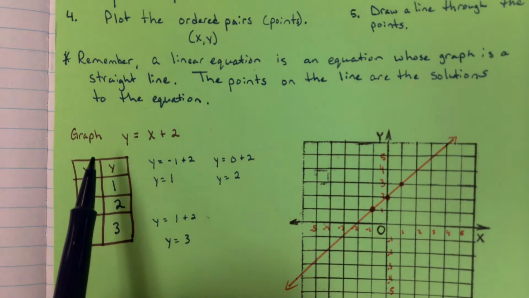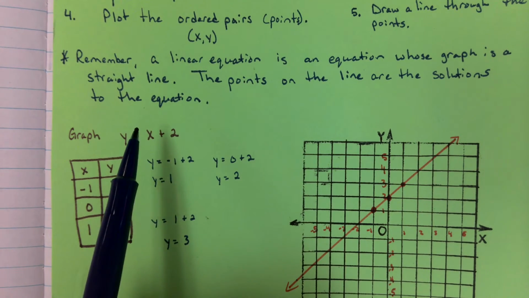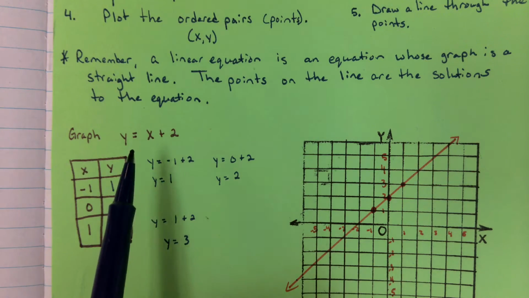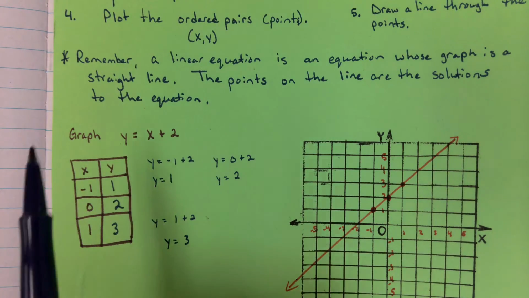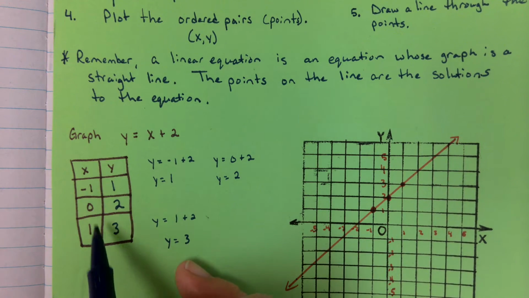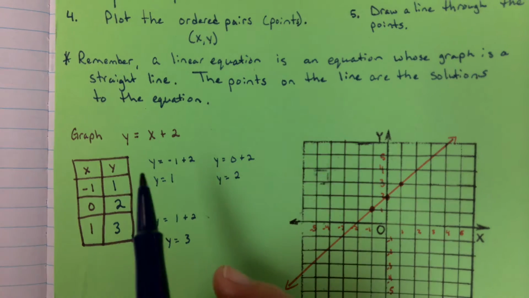So here is the example. It was y equals x plus 2. So using my steps, it says solve for y. Well, I already have solved for y. That's here, isolated up by itself. Then it said to create a table. So I created this table, and I used -1, 0, and 1, just like the step said.